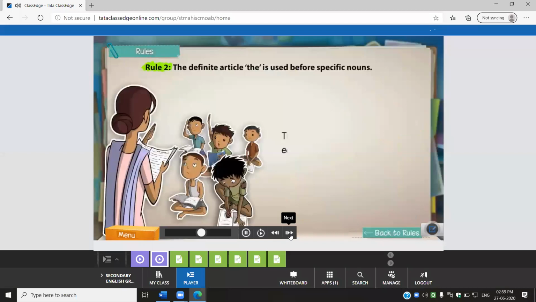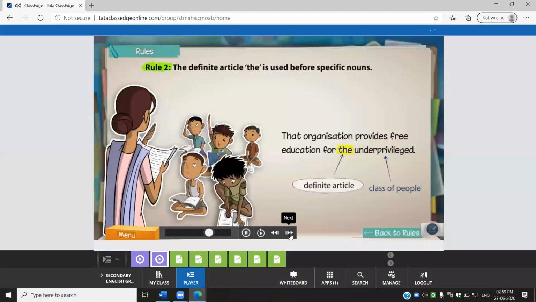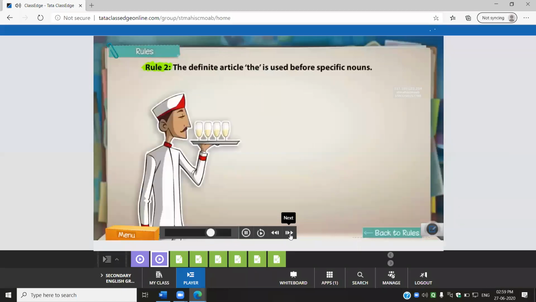You also use the definite article the before an adjective that represents a class. In this sentence, the adjective underprivileged is used as a noun denoting a class of people, so the definite article the is used. Similarly, here, the adjectives rich and famous are used to denote a class of people, and so the definite article the is used.